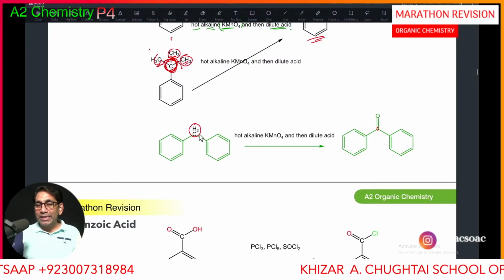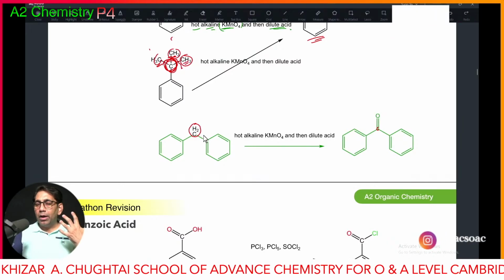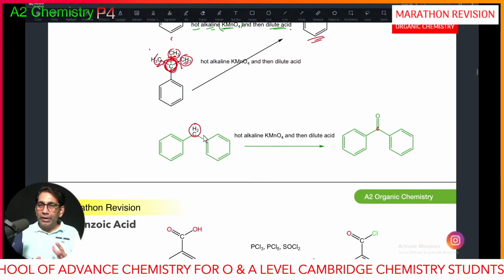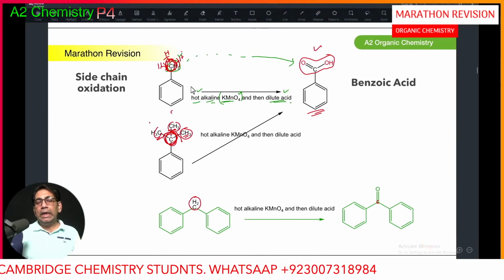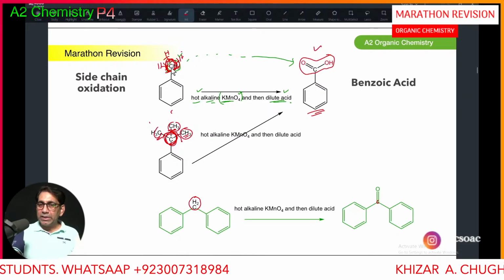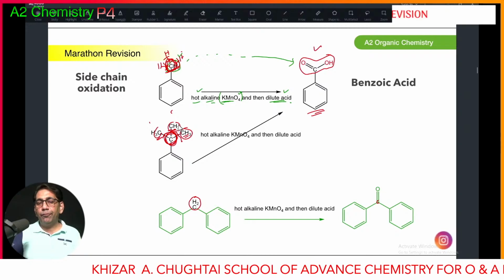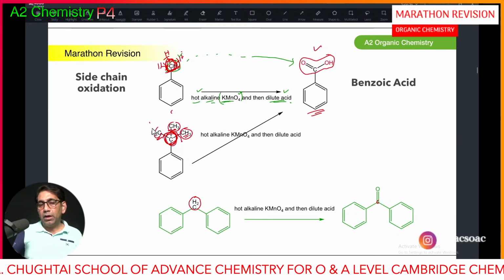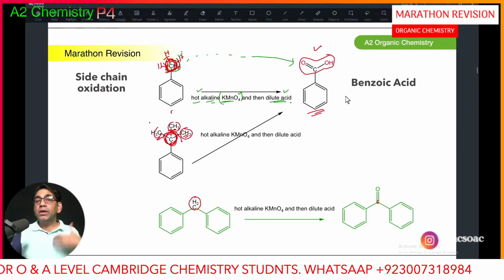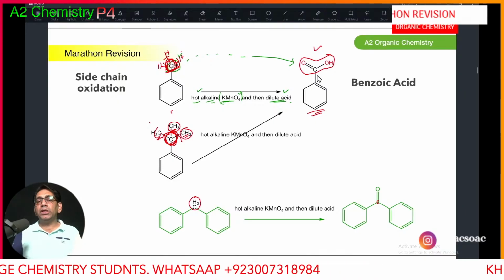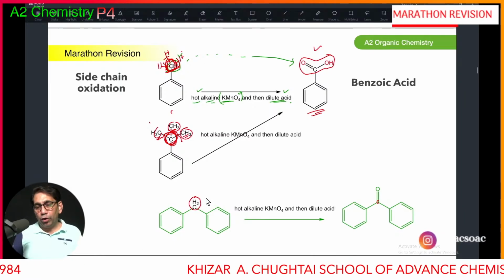But this side chain will never make carboxylic acid. Once again, I'm going to repeat the theme of this page. If only a single carbon is attached to the benzene ring, or any alkyl group, whatsoever its length, it may have 6, 8, or 10 carbons, a normal alkyl group can be changed into carboxylic acid. This is not the normal alkyl group.